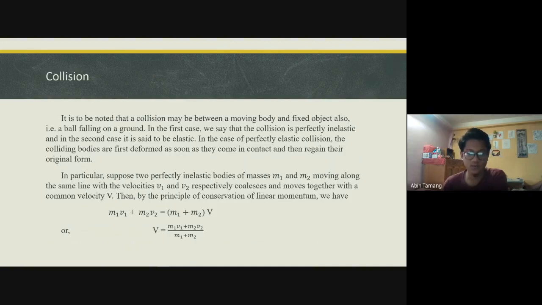In particular, suppose two perfectly inelastic bodies of mass m1 and m2 are moving along the same line with the velocities v1 and v2 respectively, coalesce and move together with a common velocity v. Then, by the principle of conservation of linear momentum, we have m1 v1 plus m2 v2 equals (m1 plus m2) times v. Therefore, v equals (m1 v1 plus m2 v2) divided by (m1 plus m2).